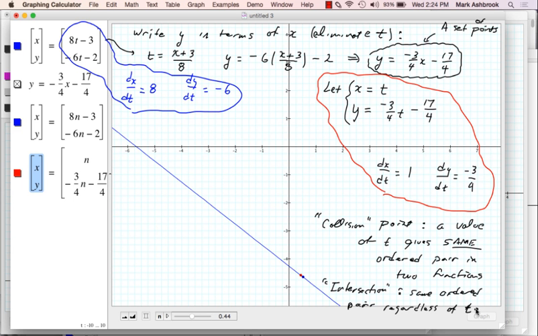So every single point on this line is an intersection point, if we're talking about these two functions. Why? Because they generate the same set of points. But there's this one collision point, somewhere around 0.4. I think it's 3/7. How'd you get that? Set the x's in terms of t equal to each other, and then they should make the y's equal as well.